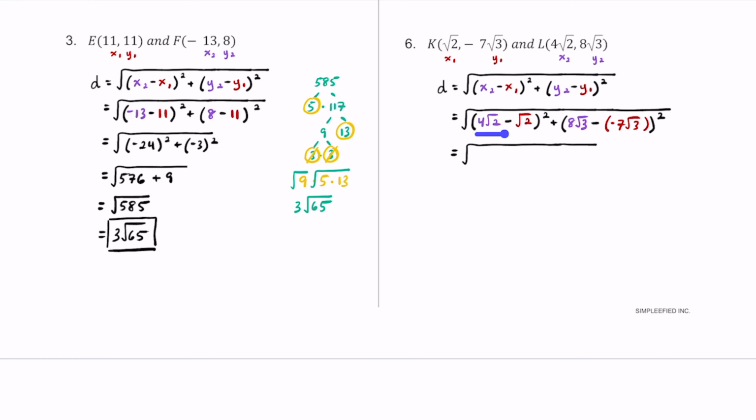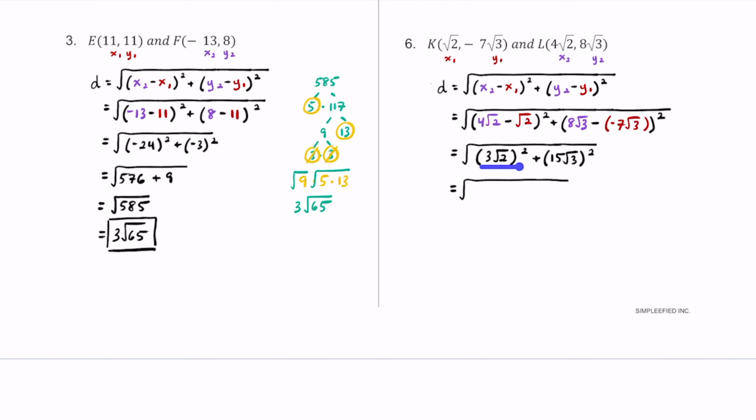Now if we take this 4 root 2 and take away one of these root 2's, that's going to leave us with 3 root 2. So let's go ahead and write 3 root 2. This whole thing is going to be squared. And then if we take a look over here, we have 8 of these root 3's, but we're taking away a -7 root 3. So it's really 8 root 3's plus 7 root 3's. 8 plus 7 is 15. So we're going to have 15 of these root 3's now, and that whole thing is going to be squared.